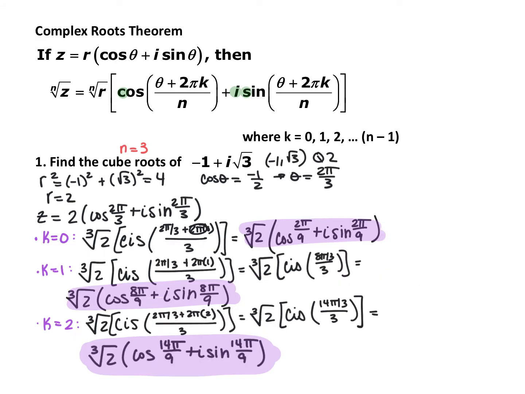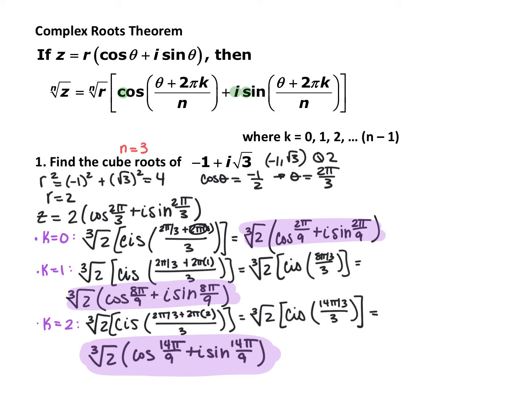So now we're going to do the exact same thing, but k is going to be 2. So you end up with 2 pi times 2 up here. If I simplify the numerator, 2 pi over 3 plus 4 pi would be 14 pi over 3, divided by 3 would be 14 pi over 9. So my third solution, or my third root, would be the cube root of 2 times the cosine of 14 pi over 9 plus i sine of the same thing.